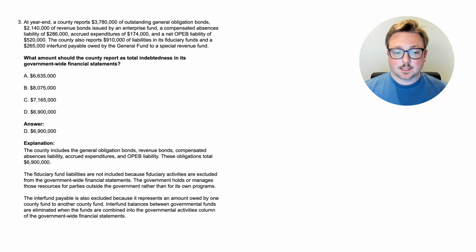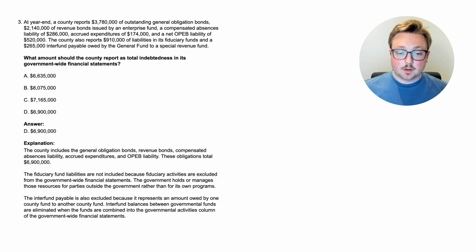Okay, here we are. The answer is D, $6,900,000. So this is just teaching us another rule about what's included. The county includes the general obligation bonds, revenue bonds, compensated absences liability, accrued expenditures, and OPEB liability. Those are all things that are going to be included, and so that means that you add those all up together to get $6,900,000. However, this is the key to this question.